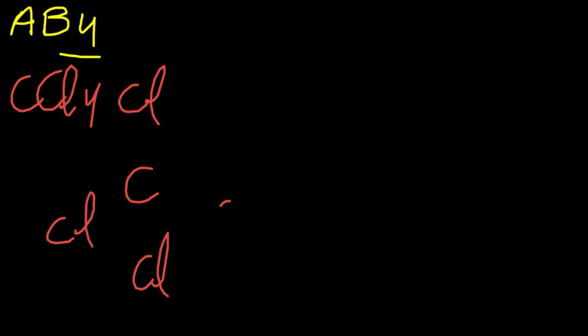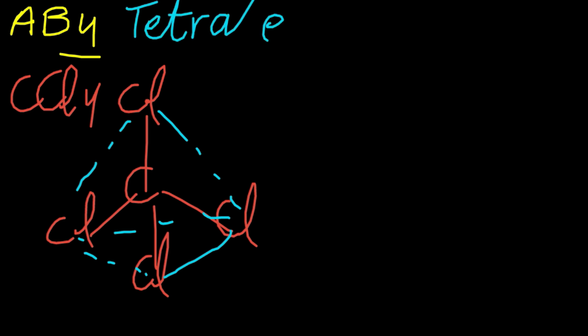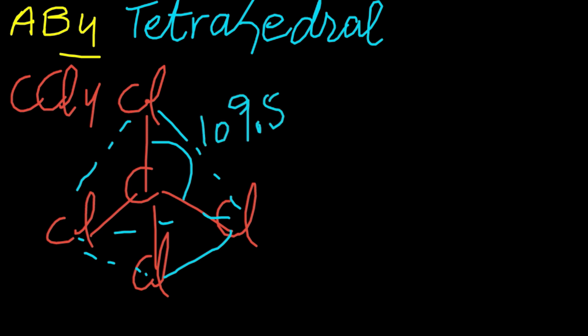So carbon will make 4 single bonds with 4 chlorine atoms, resulting in a geometry known as tetrahedral geometry. The bond angle between chlorine, carbon and chlorine is 109.5 degree. So AB4 type molecules have geometry tetrahedral and bond angle 109.5 degree.